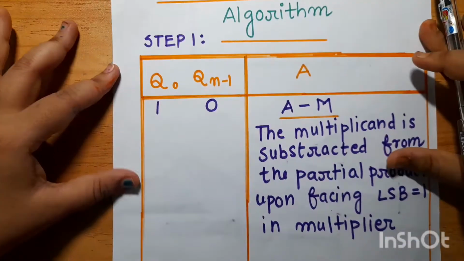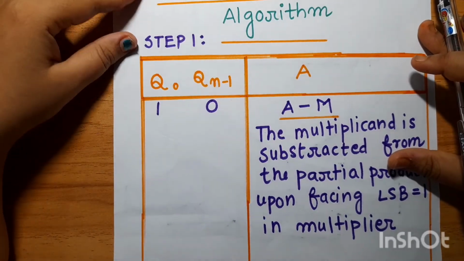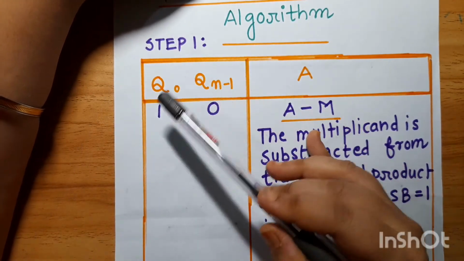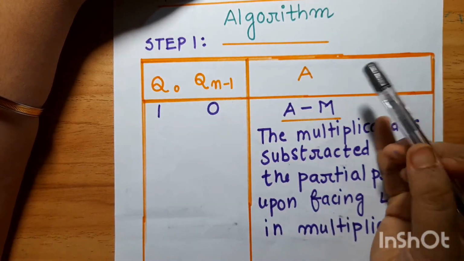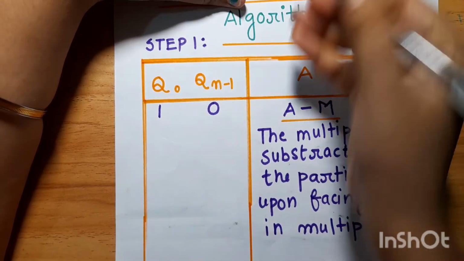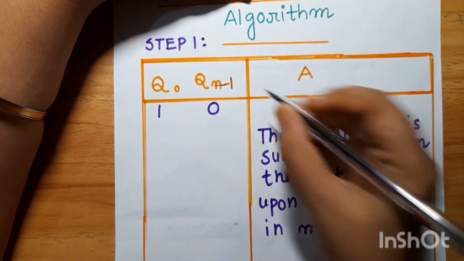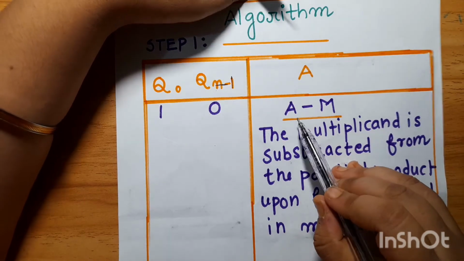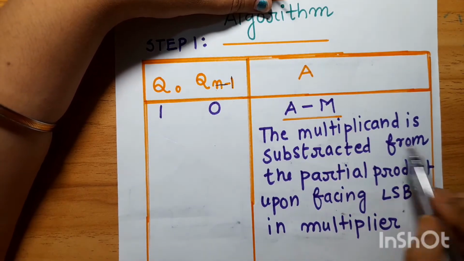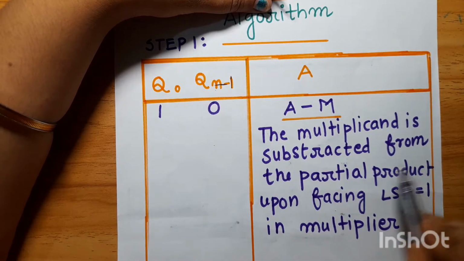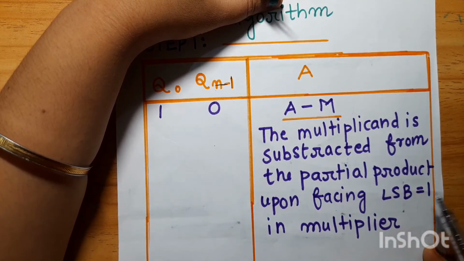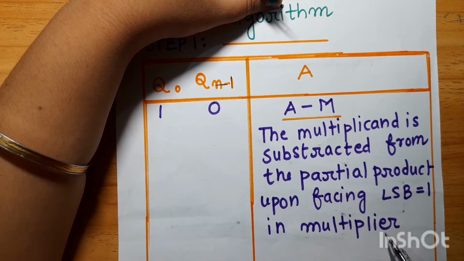Now in tabular form, I want to show step 1 where I am checking Q0 and Q minus 1. It is not Qn minus 1, rather Q minus 1. So if it is 1, 0, then A will be updated with A minus M value. The multiplicand is subtracted from the partial product upon facing LSB equal to 1 in the multiplier.